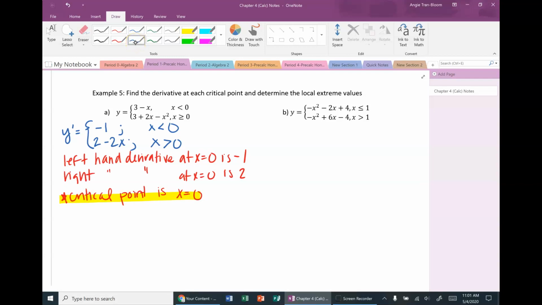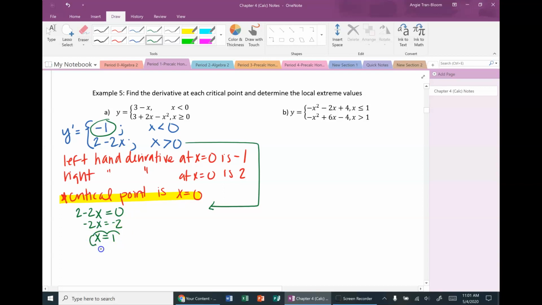Now, the other critical point is when the derivative equals 0. Since we have two pieces, because they are piecewise, we will take each piece and set it equal to 0, but obviously -1 is never going to be 0, so we don't need to worry about that first piece. But we will take the second piece and set it equal to 0 and solve for x. So -2x equals -2. X is going to give us a +1. So our second critical point is x equals 1.